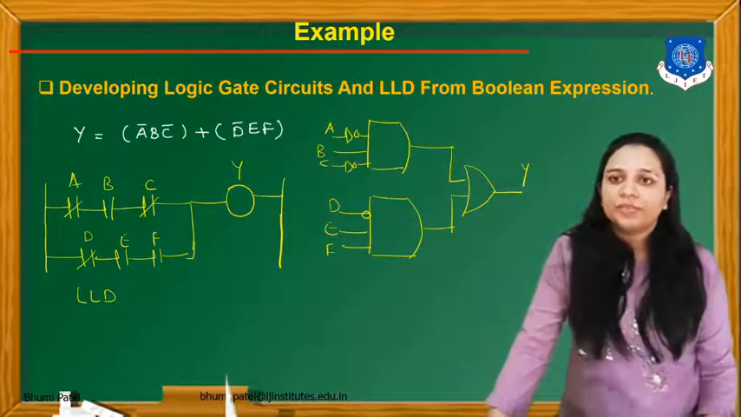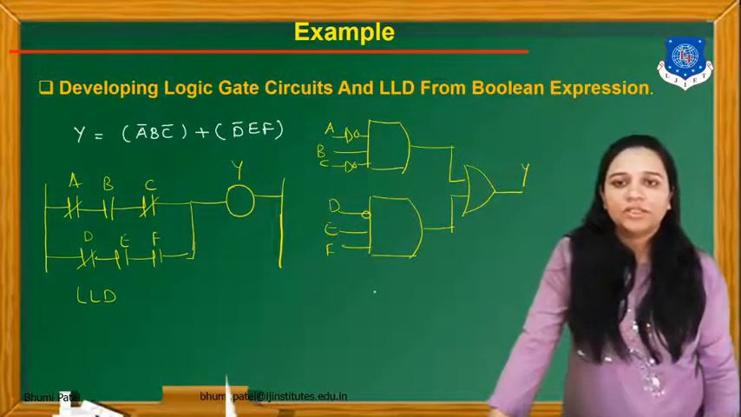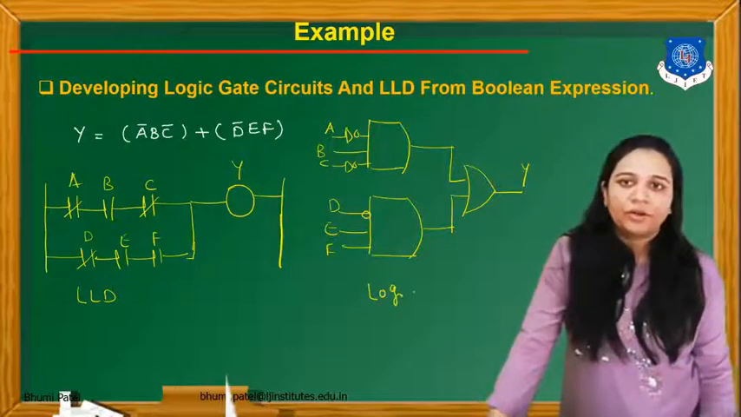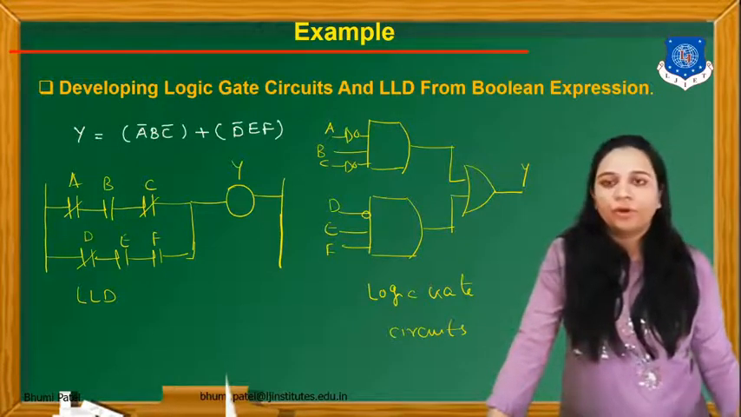So using the Boolean expression, we have drawn the ladder logic diagram, and we can also draw a logic gate circuit. What is the meaning of a logic gate circuit? Using the different logic gates, we have to draw a circuit diagram. Clear?